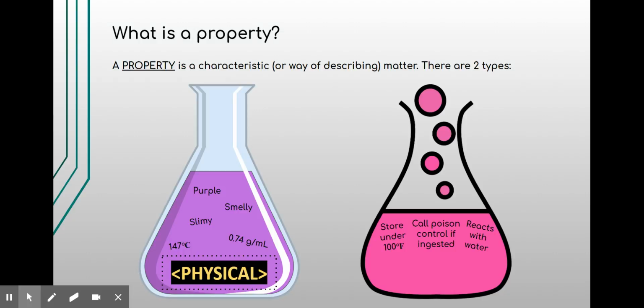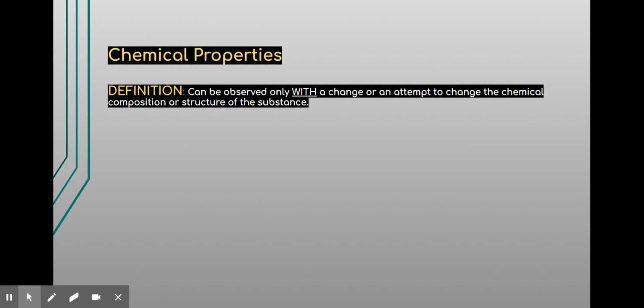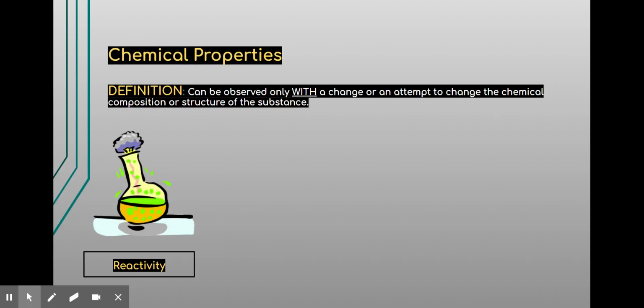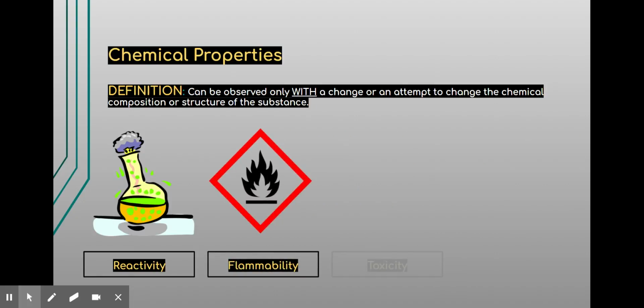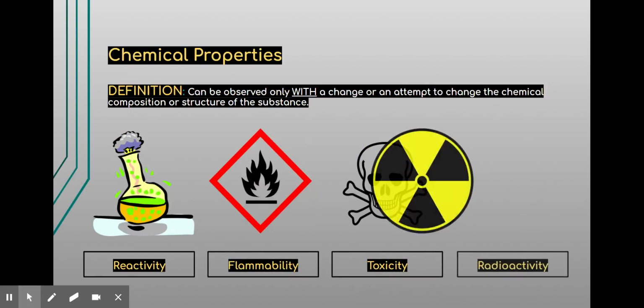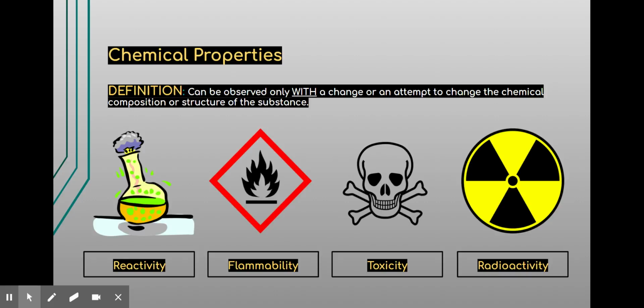These are two different sets of properties. So we have physical properties and chemical properties. And now we're going to break it down a little bit further and see what the differences are. So a chemical property is something that can be observed only with a change to the chemical composition of that substance. Something like reactivity, flammability, toxicity, and radioactivity all result in us having to change the substance to determine it.